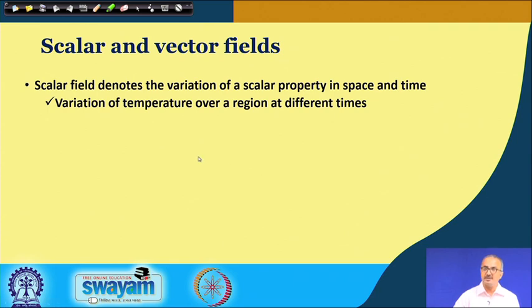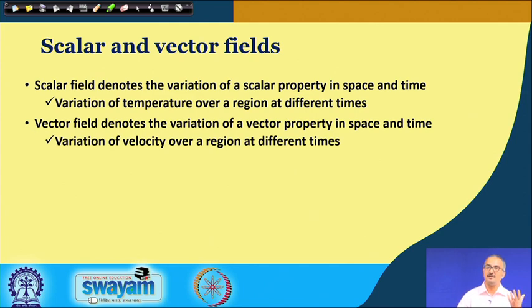Next, we come to scalar and vector fields, and perhaps you know many of this. Let us just reiterate that a scalar field denotes the variation of a scalar property in space and time. For example, if the temperature is varying in a region, in this particular room, we call it a temperature field, and temperature being a scalar, we call it a scalar field. Similarly, we have a vector field, which shows the variation of some vector property in a particular region. For example, how the velocity is changing within some region at different times. So, this becomes a vector field.